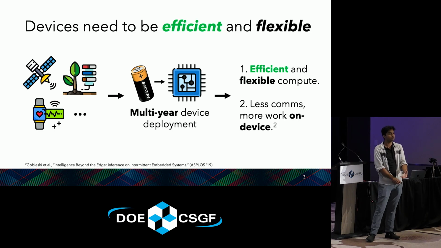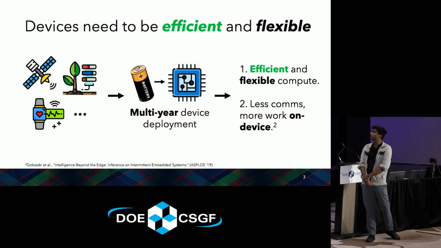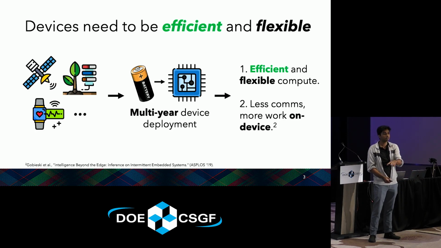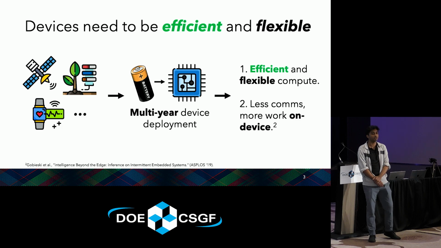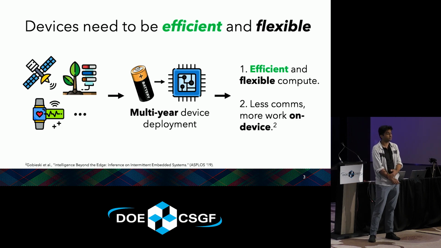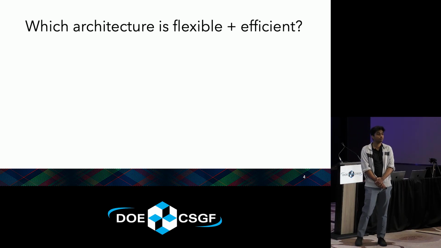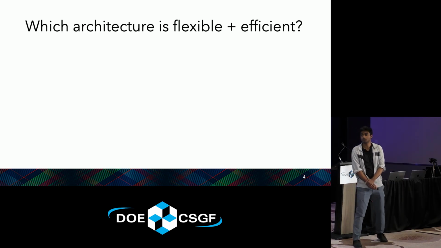We need to have one kind of computer architecture that can run in many different kinds of applications. And prior work has also determined that we need to run as much of that computation on device in the field as possible, because communication from the device back to some server that's going to process something takes a lot of energy, and it's going to drain your battery. So that begs the question, which architecture is both flexible and efficient?